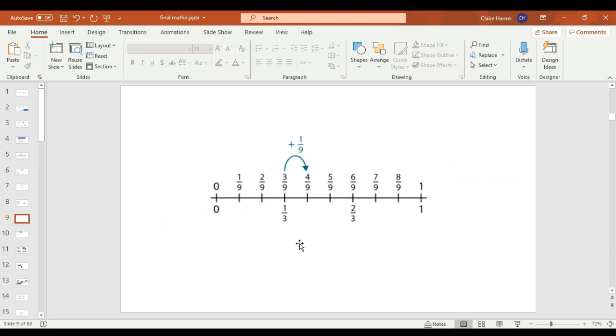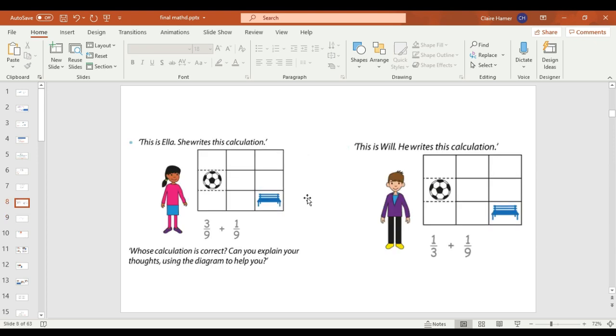So this is another way to visualise that 3/9 is equivalent to 1/3. Right, and you can see that 3/9 add 1/9 is 4/9. So the rule to remember when you add fractions together is that you only add the numerators. You don't add the denominators together. And we're going to learn some more about that now, and we're going to focus on it tomorrow as well.